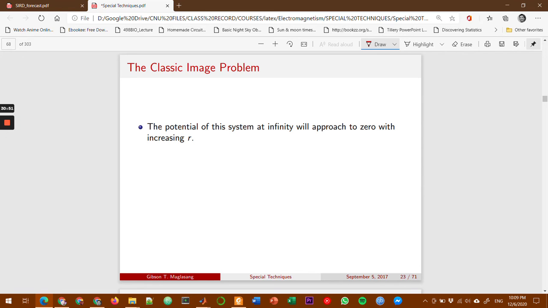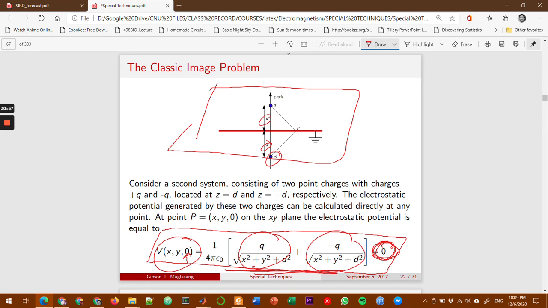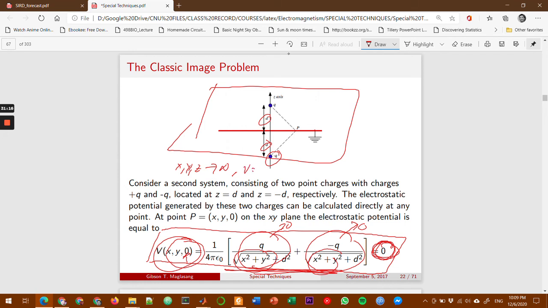So the potential of the system at infinity will approach 0 with increasing r. Tama? So if you approach infinity, that would be over infinity. This becomes 0. This becomes 0 as well. So it satisfies the condition. As x, y, and z approach infinity, V approaches 0.